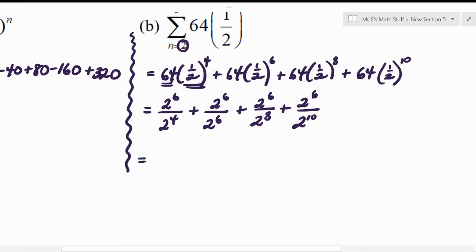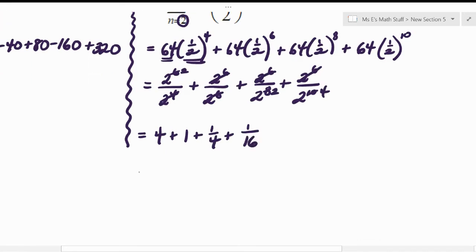All right, so now let's cancel the 2's out. For the first fraction, you'd be left with 2 squared, or 4. For the second one, you're left with 1. The third one, you're left with 1/4. And the last one, you're left with 4 down there. So 1 over 2 to the 4th is 16. There we go. And then let's make the answer look super pretty. So 4 plus 1 is 5. And then let's change 1/4 right here to be 4/16. So our final answer would be 5 and 5/16.